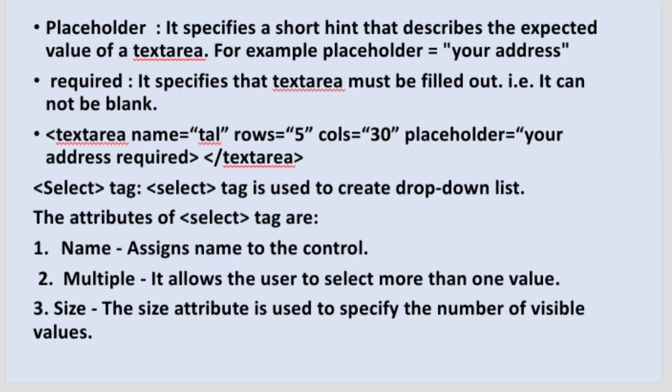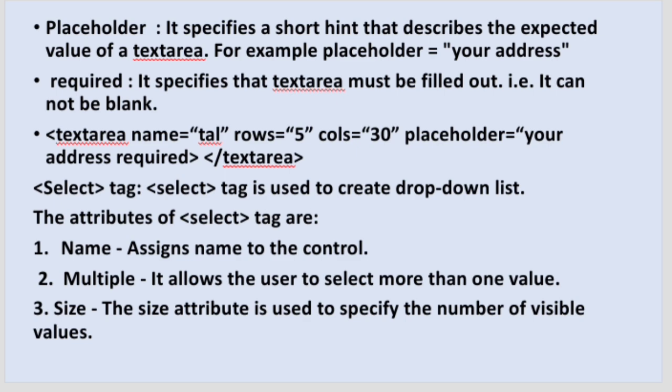Now the select tag. The select tag is used to create a drop down list. It can be a favorite fruit, or a city name, or anything else. It can be a course also. We can select one course like that. For that type of use, the select tag is used to create a drop down list.